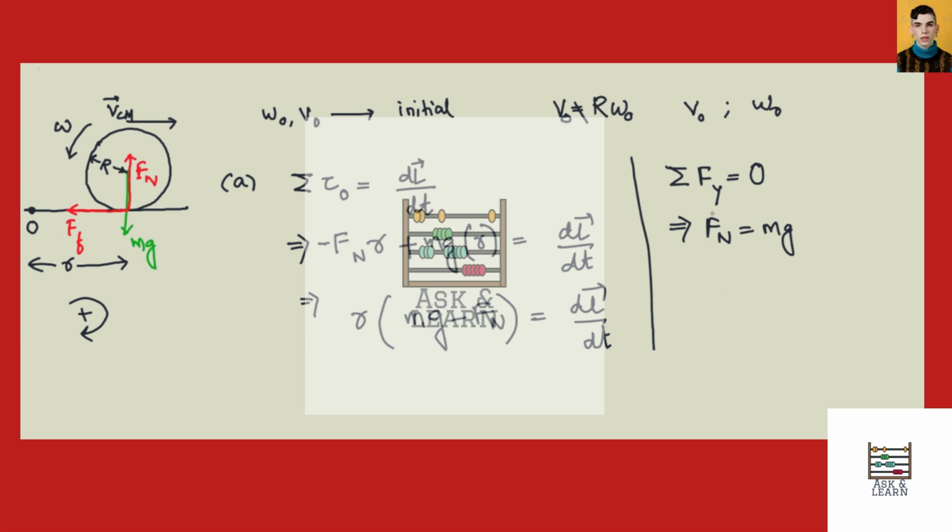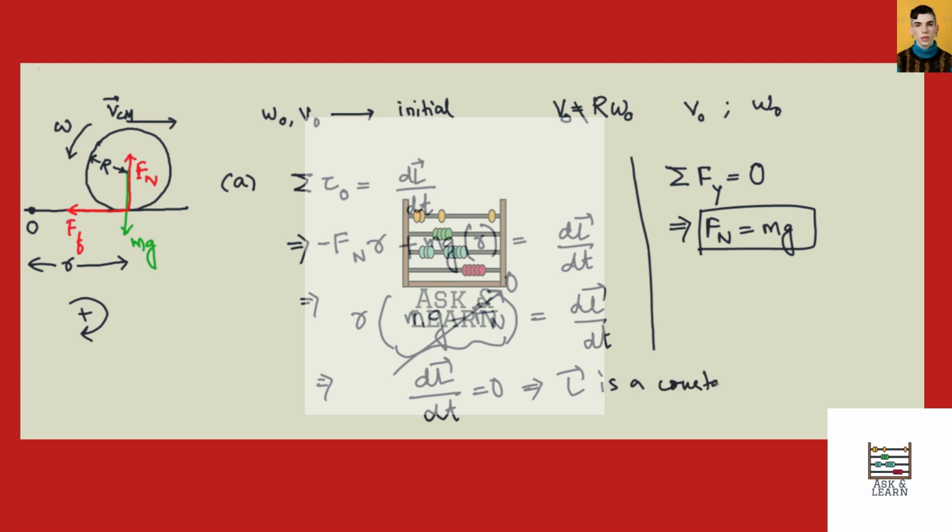Now, if you apply this condition over here, you'll get that this term goes to 0. This means we can write dL over dt to be equal to 0. And therefore, L is a constant. Now we are done with the first part.